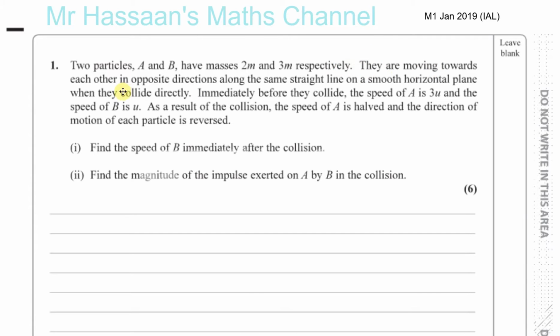They are moving towards each other in opposite directions along the same straight line on a smooth horizontal plane when they collide directly. Immediately before they collide, the speed of A is 3u and the speed of B is u. As a result of the collision, the speed of A is halved and the direction of motion of each particle is reversed. Find the speed of B immediately after the collision and find the magnitude of the impulse exerted on A by B in the collision.